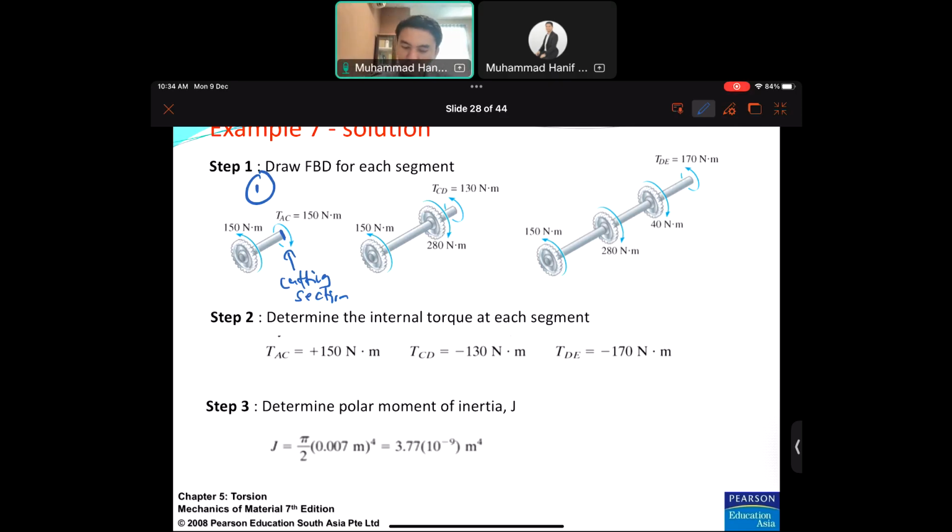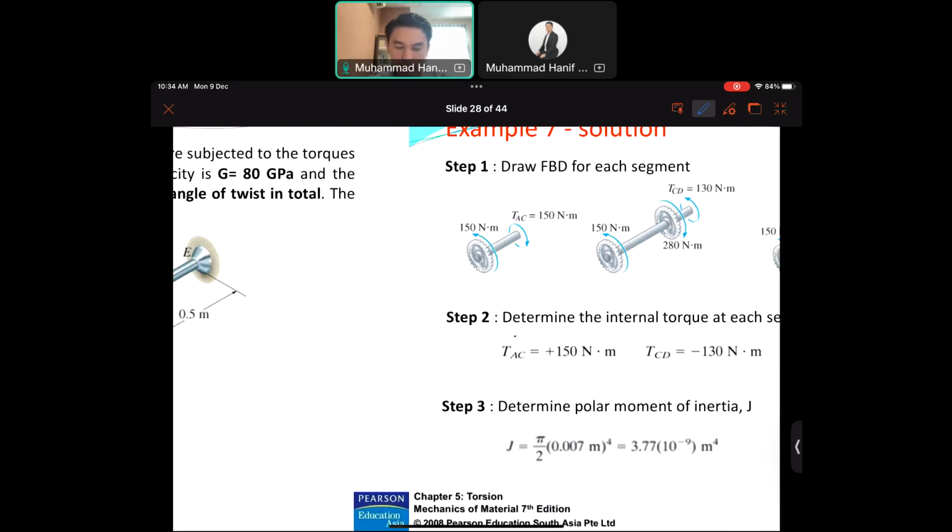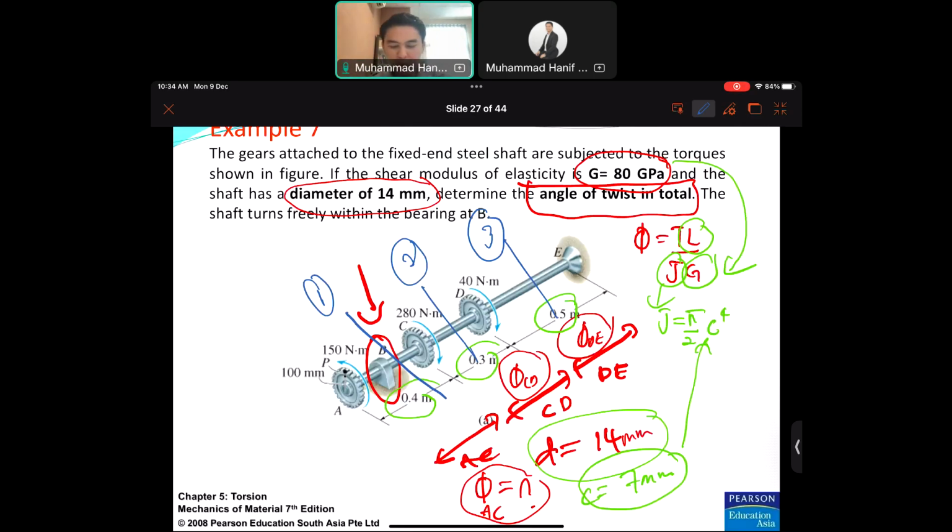Simple. Okay, so for number two, you cut at two, you have left and right. It's up to you whether you want to choose left or right. But in this solution, we choose the left part.